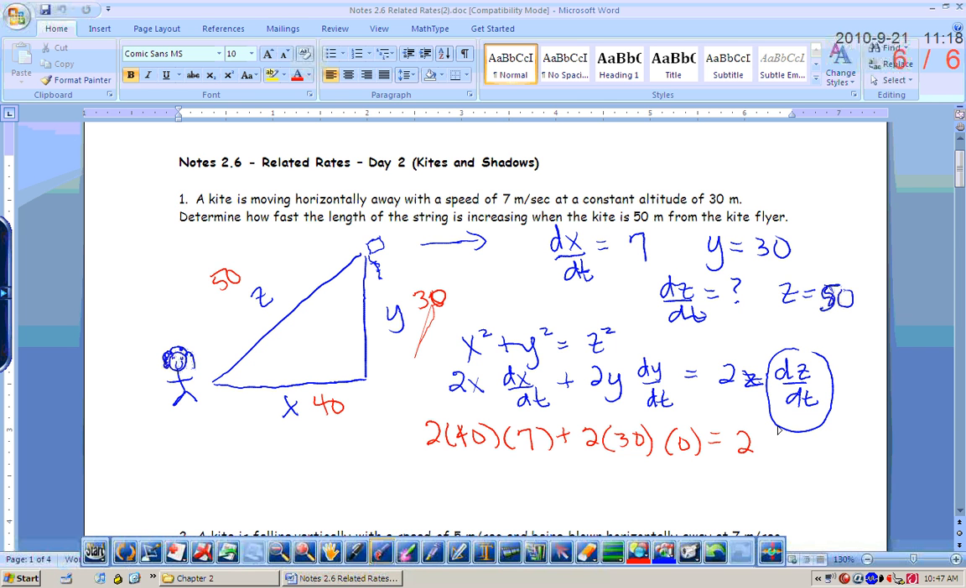Equals 2 times 50 times dz/dt. Okay, now I'm not going to take the time to type this into the calculator, but I could probably tell you what it is, maybe. It ends up being 28/5 meters per second.